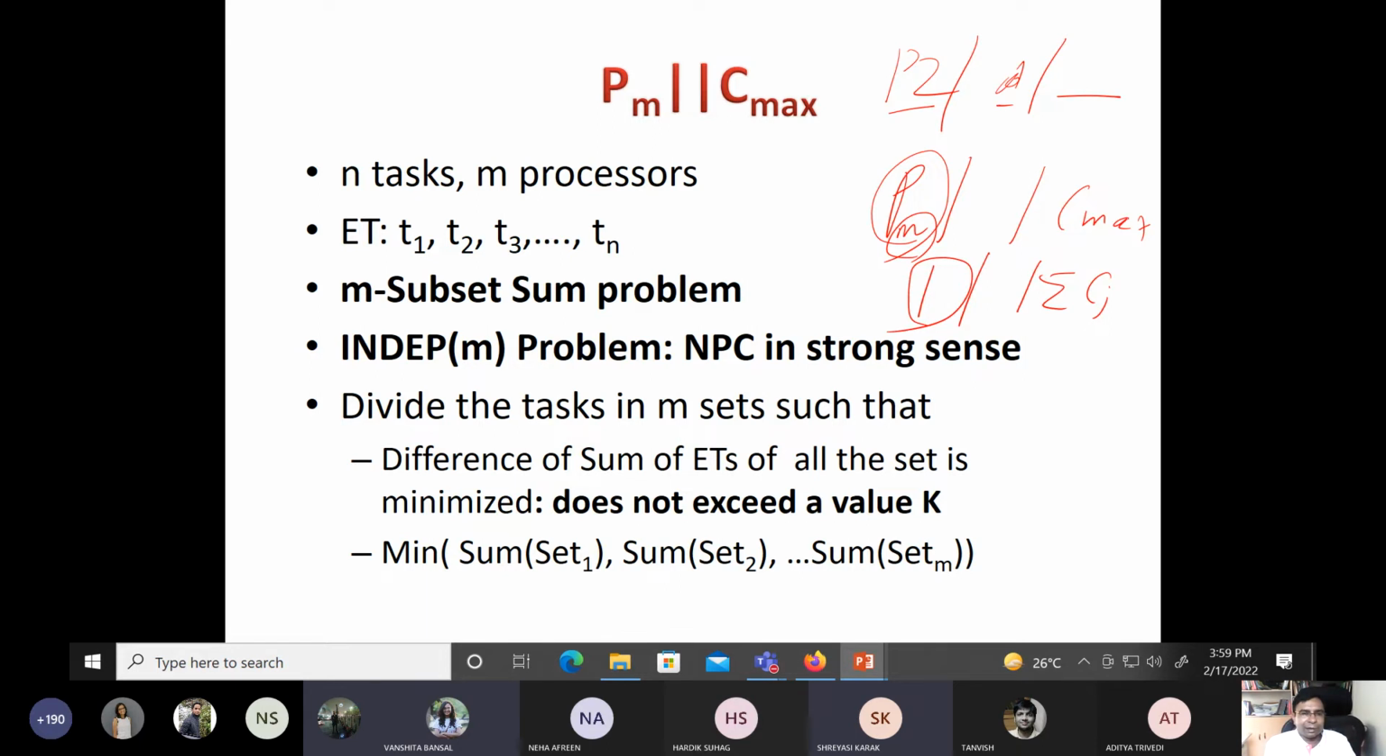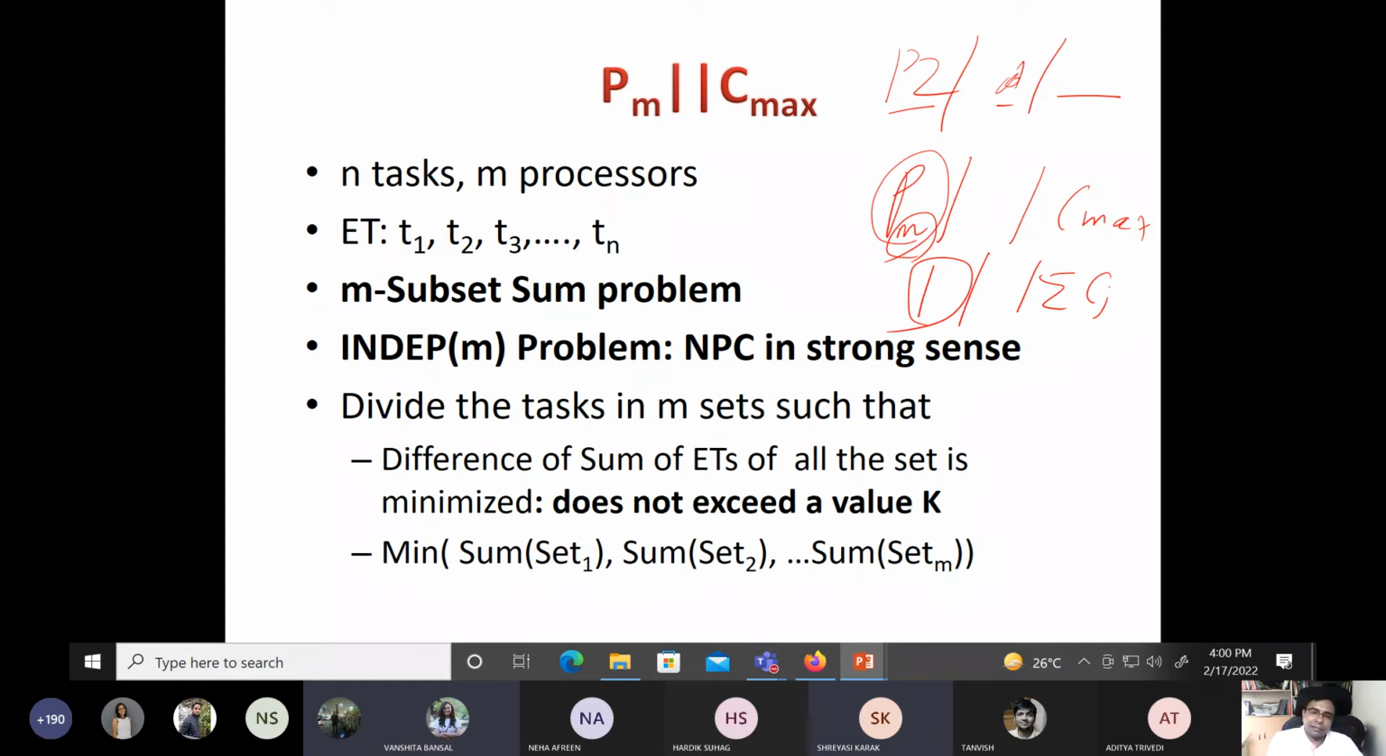N tasks, and no preemption is allowed. All tasks arrive at time 0. Preemption is not allowed. Migration is not allowed. And we want to minimize the maximum execution time, minimize the Cmax. Earlier it was a 2-subset problem, this is an M-subset problem. We can map this problem to the independent set problem, and this is strongly NP-complete, in the strong sense.